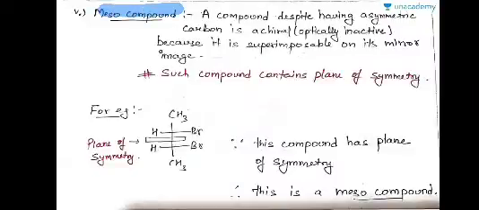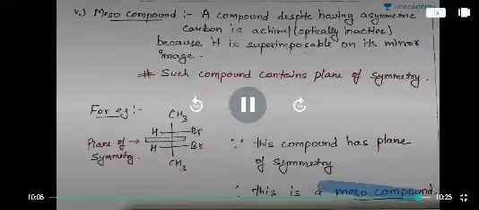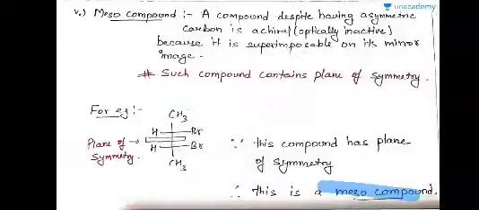These meso compounds are optically inactive in spite of having a chiral center, and they are optically inactive because such molecules contain a plane of symmetry. For example, this compound contains two asymmetric carbons, so it seems to be an optically active compound, but since this compound contains a plane of symmetry, we can say that this compound is a meso compound, or we can say that it is an optically inactive compound. So that's it.